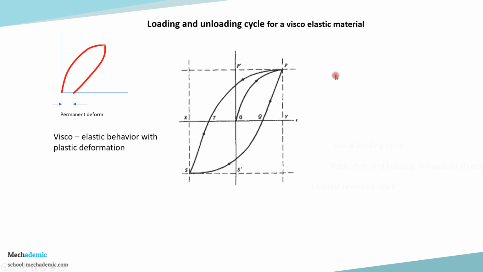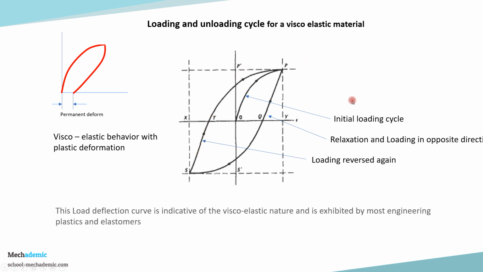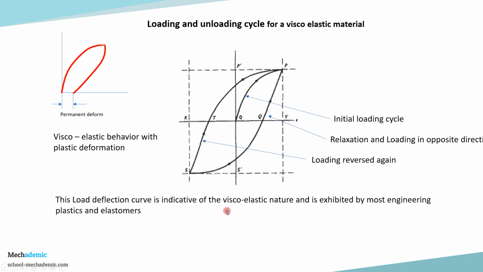So just to go through again, the loading cycle starts from O, it goes to P, and then it goes from P to S through relaxation and loading in the opposite direction, and then from S to P again it goes with the loading in the positive direction. So the load deflection curve is indicative of the viscoelastic nature of the material, which is exhibited by most of the engineering plastics and elastomers.